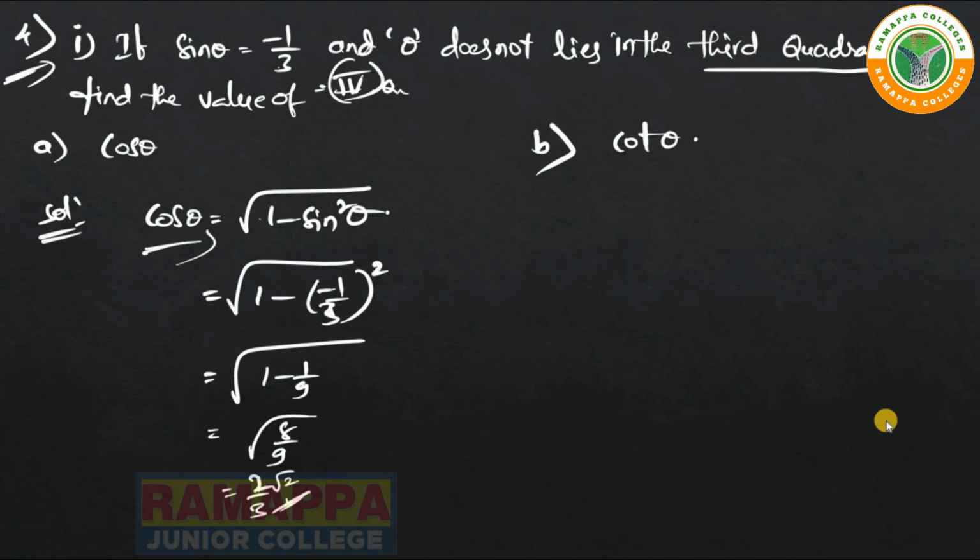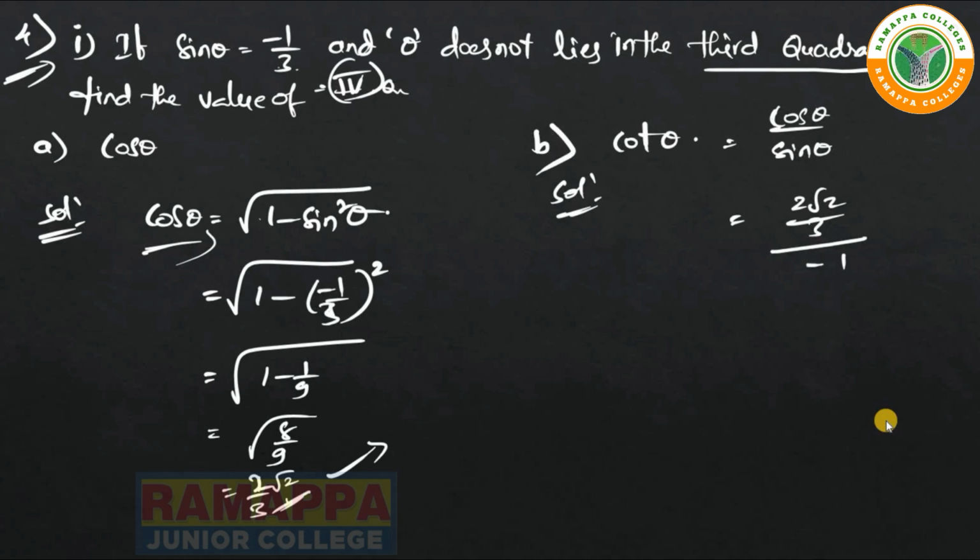Now B is equal to cot theta, which we have to find. Cot theta is equal to cos theta divided by sin theta. Cos theta we got as 2 root 2 divided by 3, divided by minus 1 by 3. The 3 gets cancelled, and we get minus 2 root 2 as the answer. So this is the end of the first question.